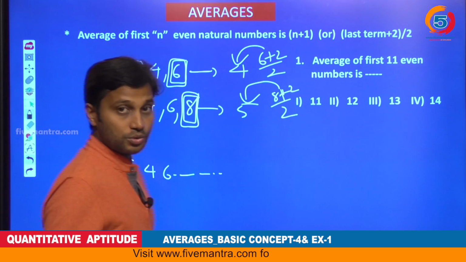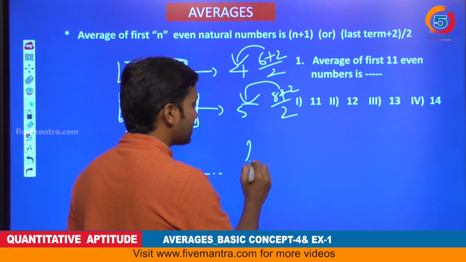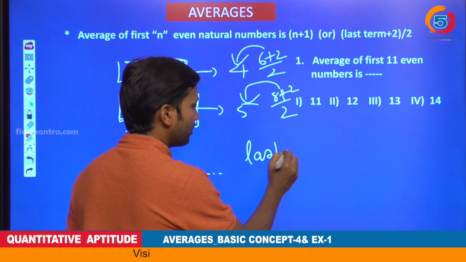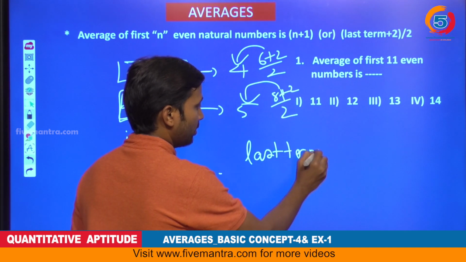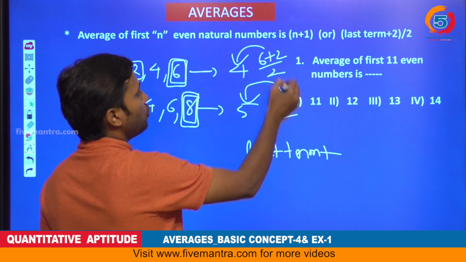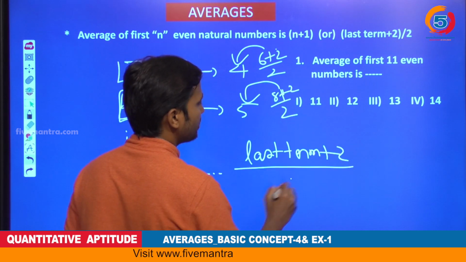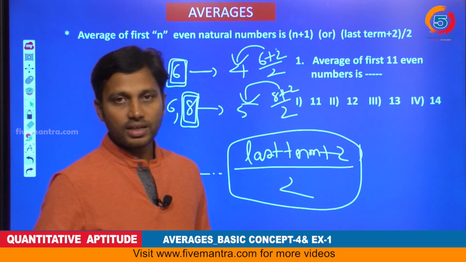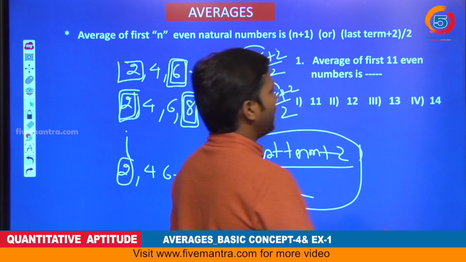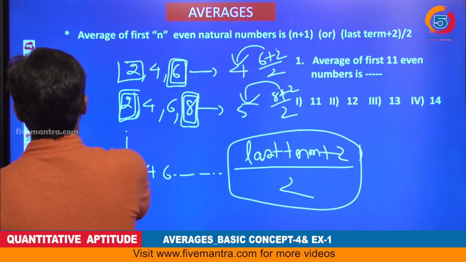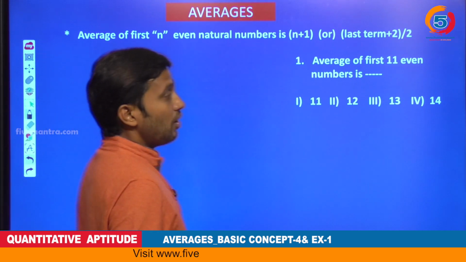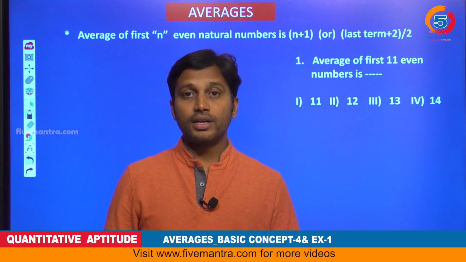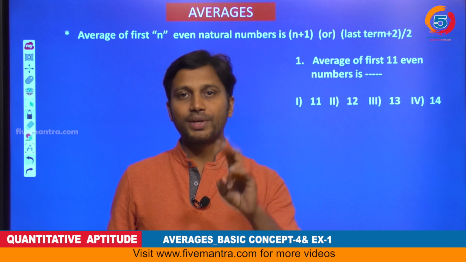First term is always 2. So how can we write the last term plus 2 by 2 or not? Like this also we can represent. So finally, what is our conclusion? We can find out the average of first n even natural numbers in two different methods.